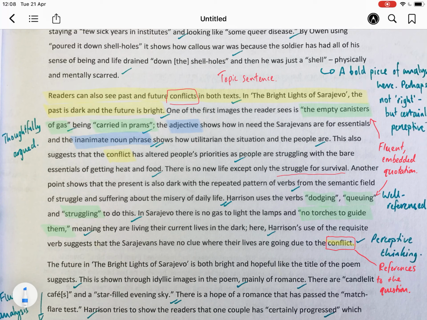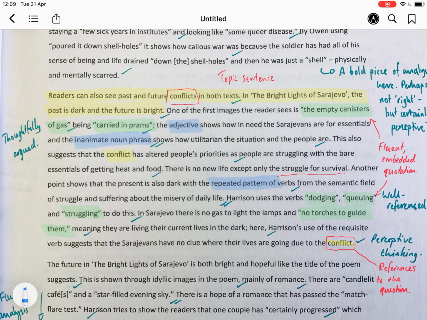So the empty canisters of gas, an empty football stadium, a full bottle of Pepsi Max. Those are all noun phrases. This one is inanimate, according to the student, because empty canisters of gas, they're not alive, are they? You might say they were a bit alive when they had gas in them, but they don't even have that. They're empty. So we get inanimate noun phrase, we get adjective.